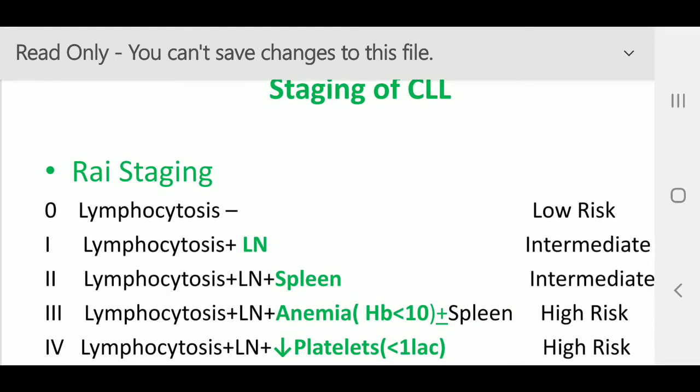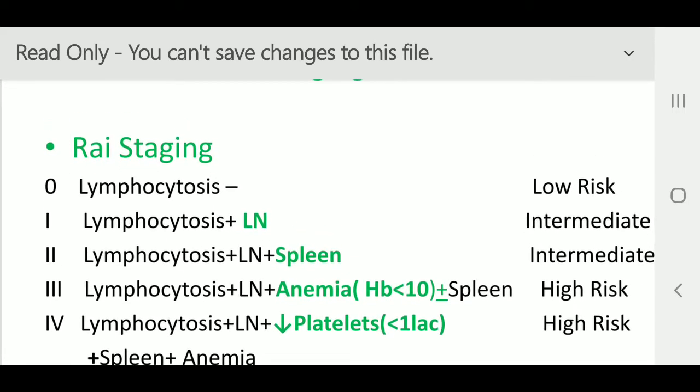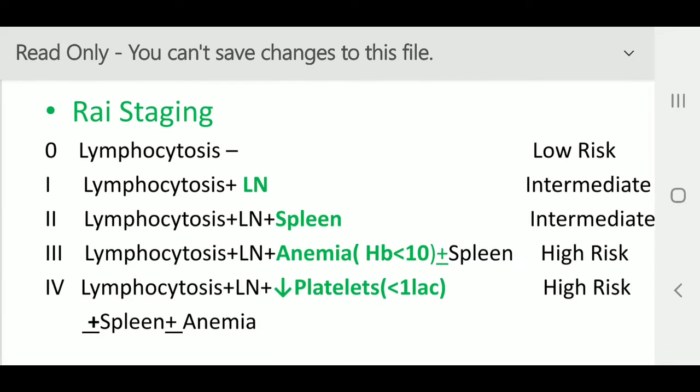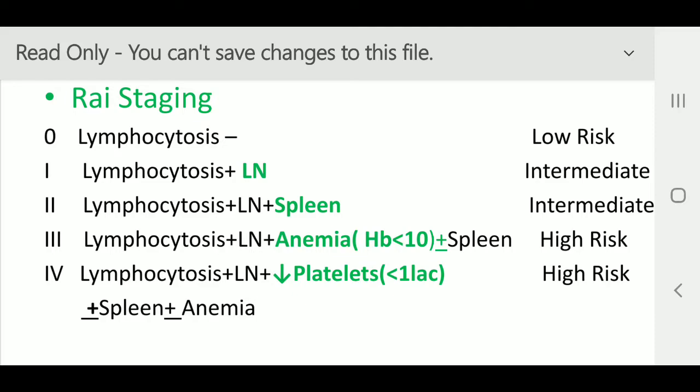Now coming on to the staging of CLL, we follow the Rai staging. The Rai staging starts from 0 to 4, and as the stage increases, the risk increases. There is lymphocytosis. In stage 1, there is lymphocytosis with lymphadenopathy. In stage 2, we add on splenomegaly. In stage 3, there is an add-on of anemia, hemoglobin less than 10. And in stage 4, there is thrombocytopenia, in which platelets are less than 1 lakh in number.